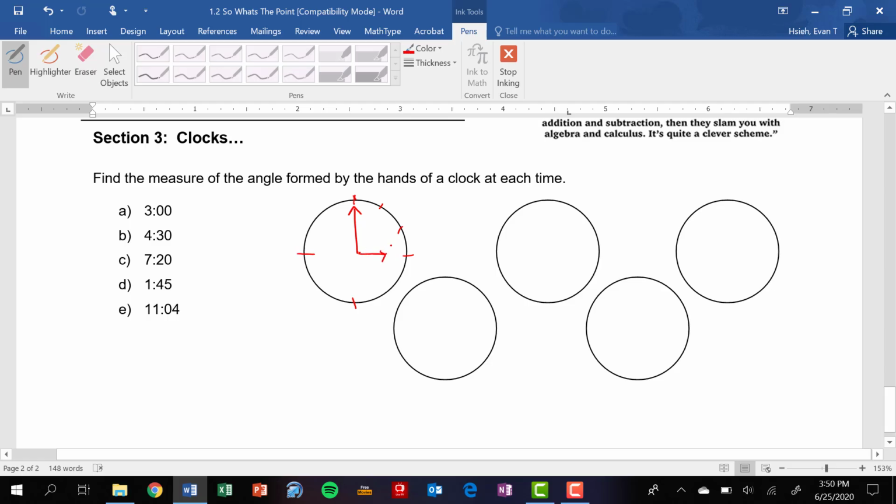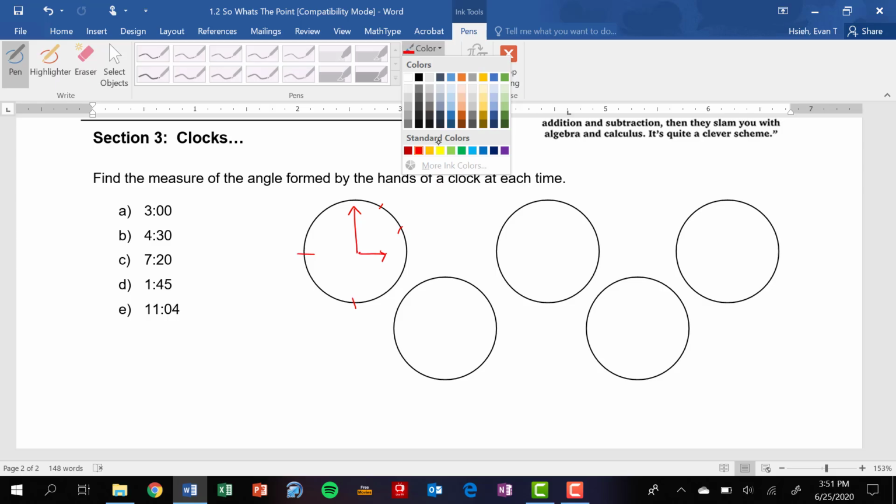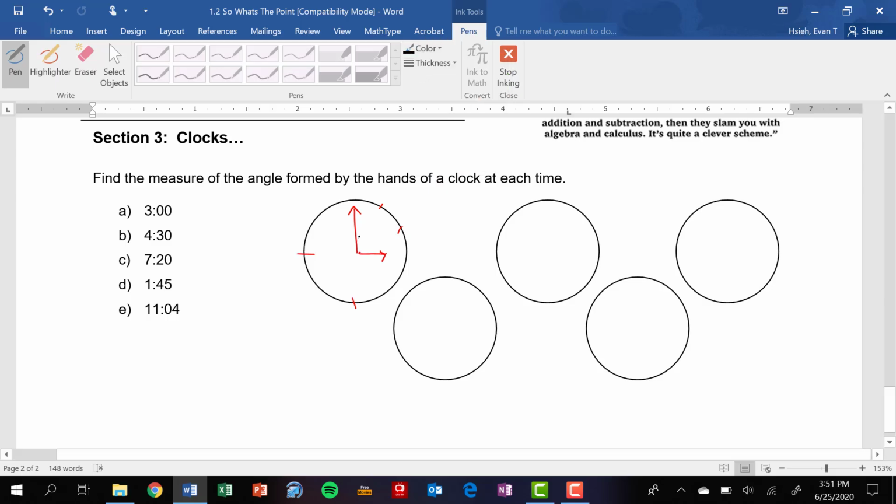That one's easy, right? What we're looking for here is the angle measure that it makes. It's always going to be the smaller part of the angle, not the back side of it. And that one, of course, is just going to be 90 degrees. Pretty easy. Next one here is going to be 4:30.